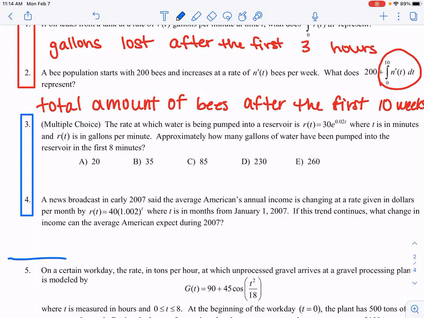Given a function of gallons per minute, how do you go from gallons per minute to gallons with calculus? And I'm saying the first 8 minutes, so the integral from 0 to 8. Like you have to take that into account. From 0 to 8. Yes.